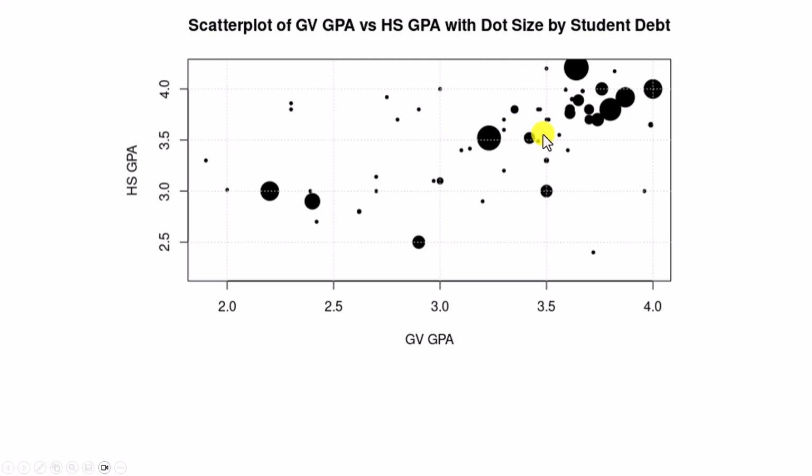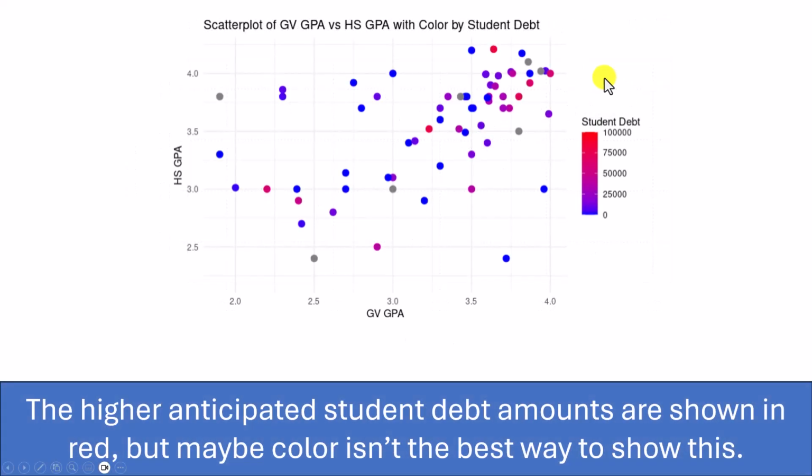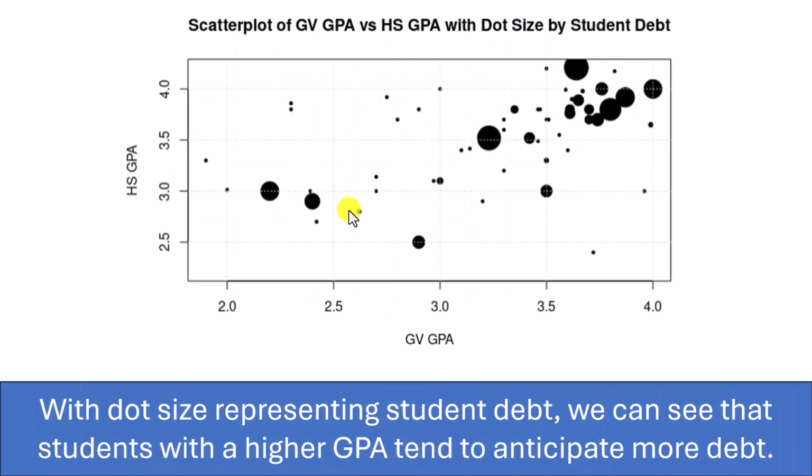And we can now see here that the students that tend towards the higher GPA, both Grand Valley and high school, the ones up here who are the highest for both, also tend to be the students that anticipate having the most student debt, which was maybe not quite as apparent when we just looked at this picture right here. So now with the dot size representing student debt, we can more easily see that students with a higher GPA tend to anticipate a higher debt.